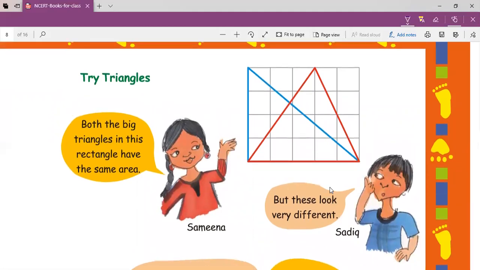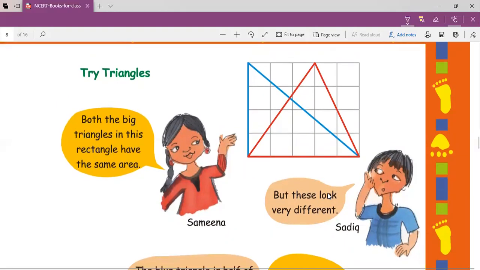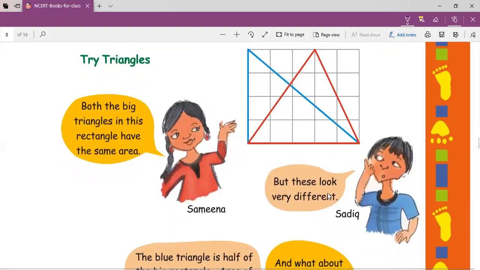Try triangles. Let's see what Samina is saying. Both the big triangle and this rectangle have the same area. Sadik says, but these look very different. Now you can see the rectangle they have given. In that there are two triangles, one of blue color and one of red color. So Samina is saying both have the same area, but Sadik is saying these look very different. So how can we say that they have the same area?